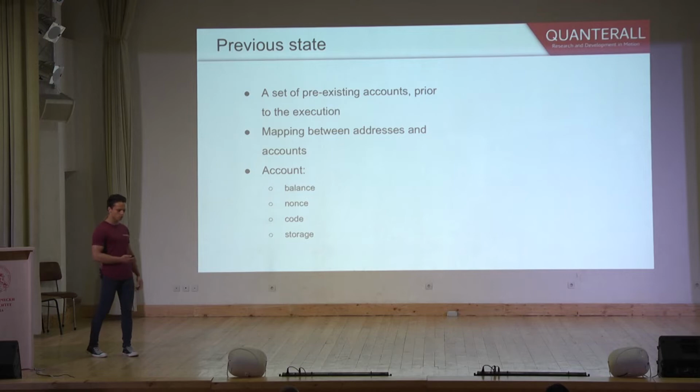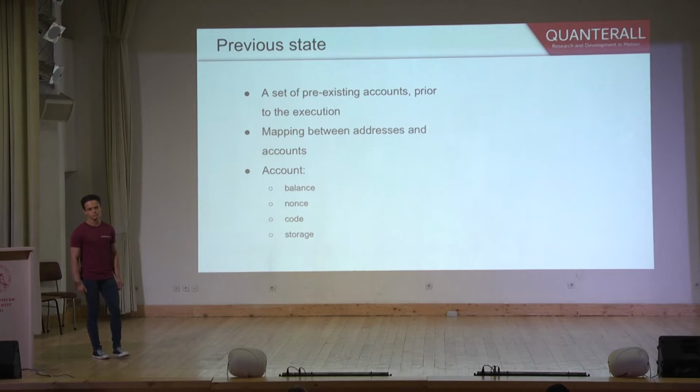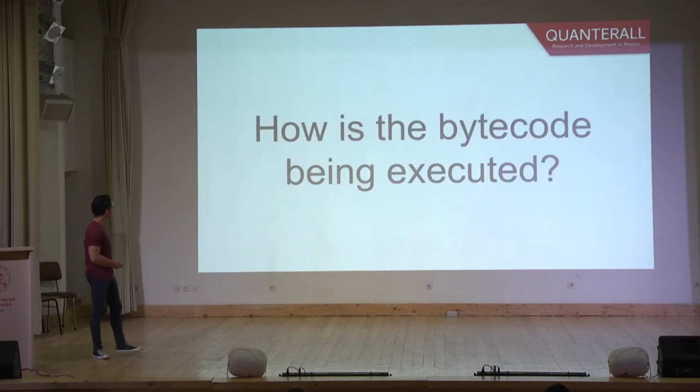And finally, the virtual machine receives information about the previous world state, which is a set of the pre-existing accounts prior to the execution, their state prior to the execution. And the previous world state is a mapping between addresses and accounts. And accounts, of course, hold balance, nonce, body code, and again, the storage that's associated with this account. Again, a mapping of keys to values.